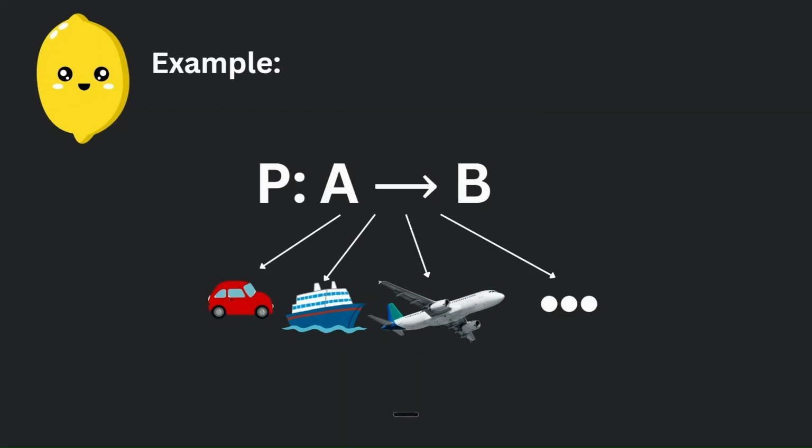Now let's say we want to add an extra requirement. We want to cover this journey with the minimum cost. And suddenly, this becomes an optimization problem because we are trying to minimize something.